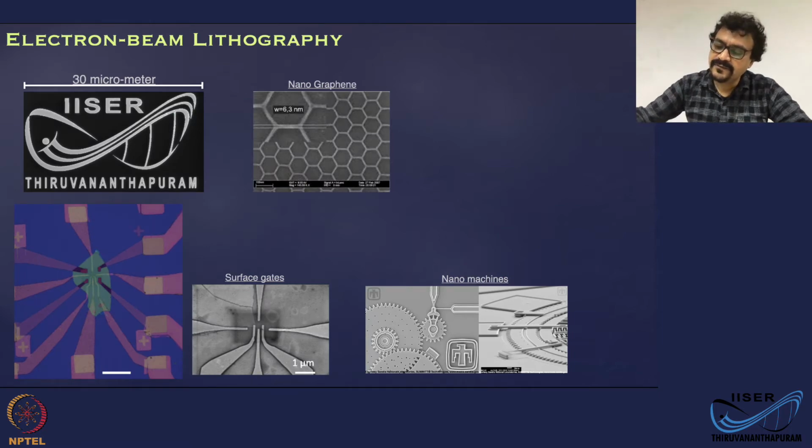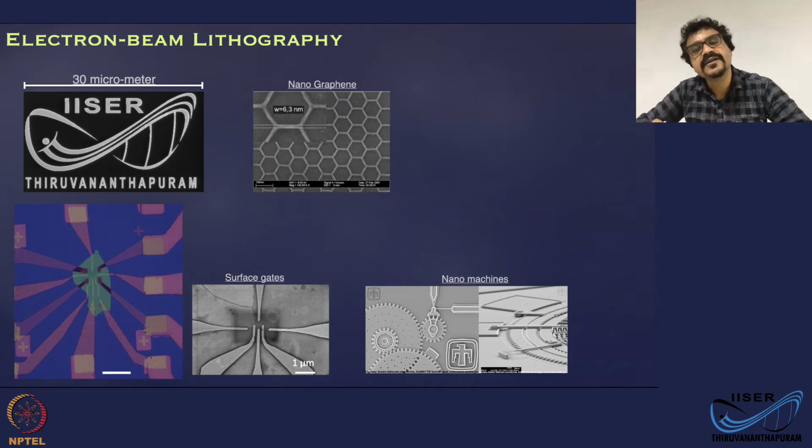Here we have a few representative images of electron beam lithography structures. This is an emblem of the institute, Thiruvananthapuram. You can see the overall scale is 30 micrometers. If you walk down this line, the tip will be maybe 100 nanometers or in that range.